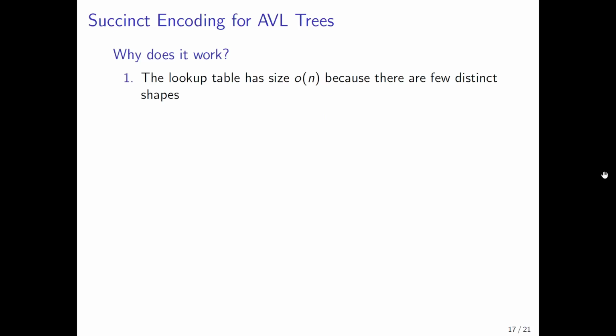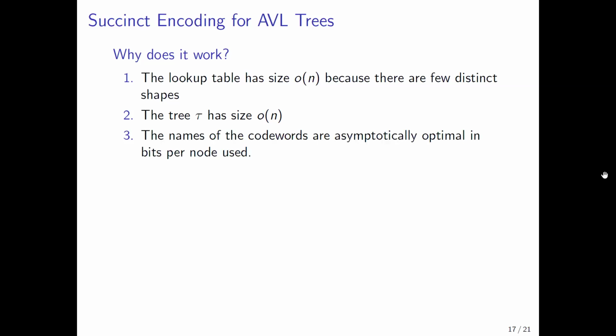So why does this encoding work? Well, the lookup table will have little o of n because we know that there are not very many distinct shapes. The tree tau has size little o of n because there can't be too many nodes in an AVL tree which are the parents of a large subtree. And then finally, the names of the code words are asymptotically optimal because all the subtrees are also AVL trees. And since we're just using the minimum number of bits to write down the shapes, because we're just enumerating them all, we know that the code words will also be asymptotically optimal.